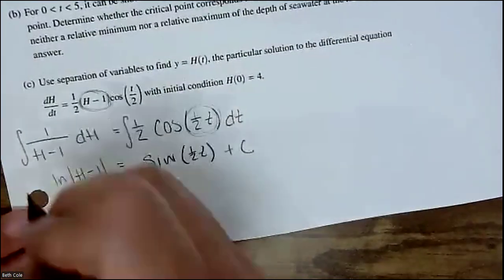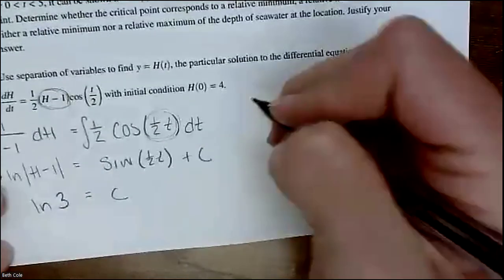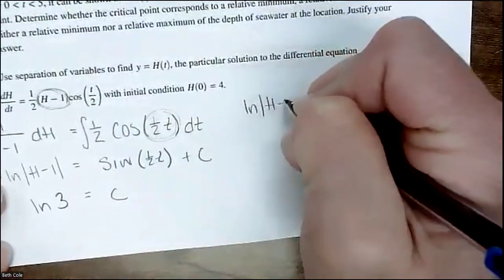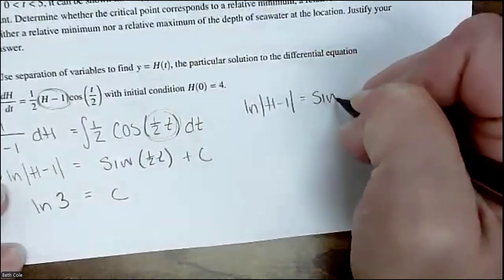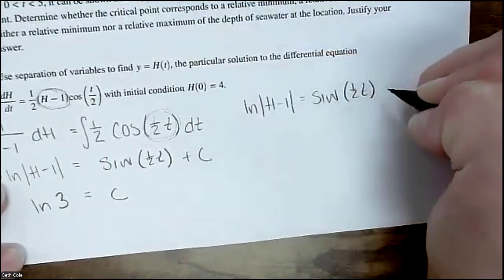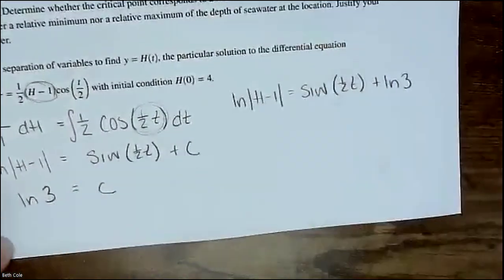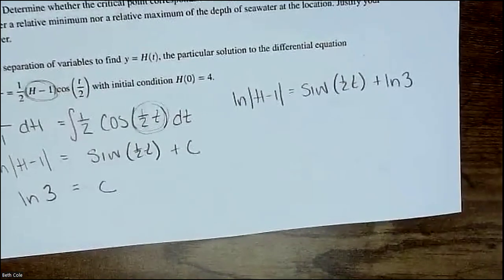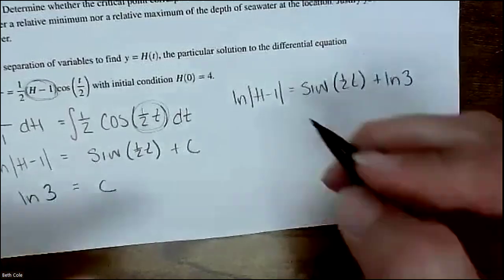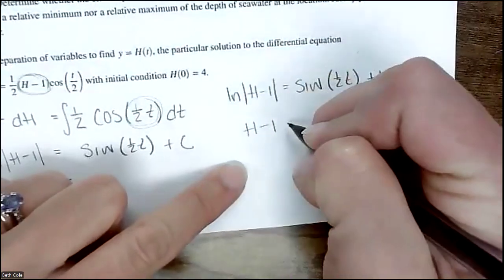There we go. You're going to go back to this step right here, recopy it literally exactly like it looks, except put plus ln 3 instead of c. And then what is your next step? Yes, solve for y. So to get rid of ln, good, perfect. You guys even use good vocabulary. So it's going to be h minus 1 equals.